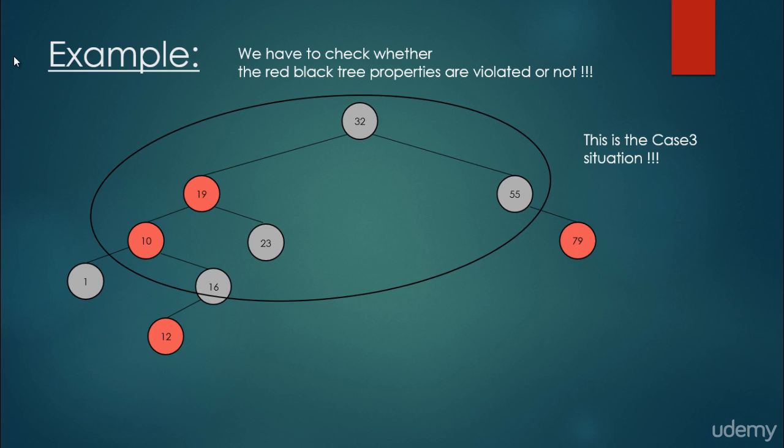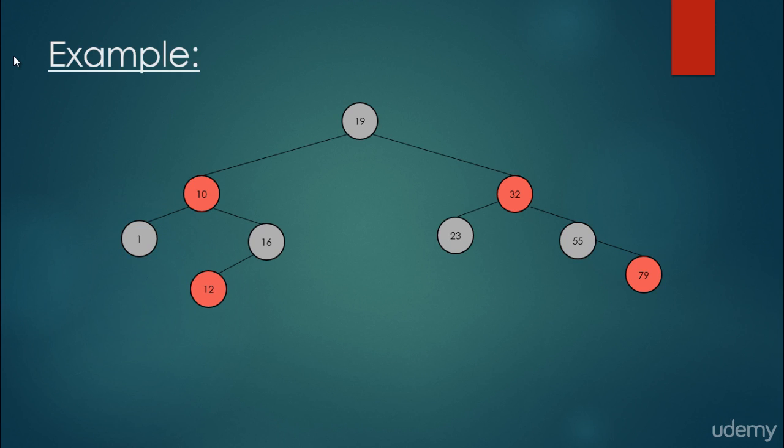We have the node X here, which is the node 10. The node 10 is a left child because it is the left child of the node 19, and the uncle of node 10, the node 55, is black. So this is the case 3 situation. We have to make a right rotation on the node 10's grandparent. The grandparent of node 10 is node 32, the root node, so we have to make a right rotation on the root. Okay, and after the right rotation, our tree is a valid red-black tree.